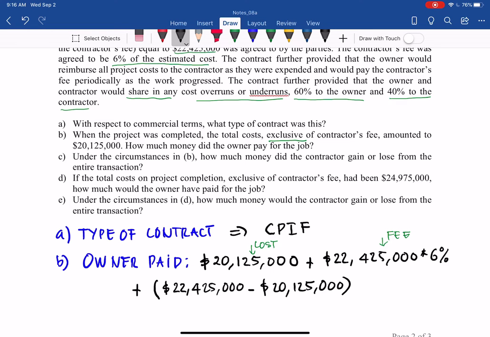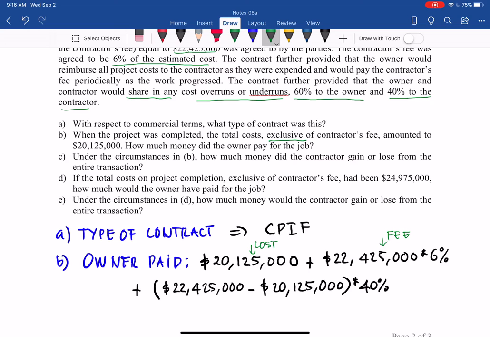That is the saving, but 60% the owner retains. But he has to pay 40% of that saving to the contractor. So here, this number has to be 40%, not 60%, because the 60% you keep. Here the owner pays 40%. Due to the saving, we have to share that saving with the other party, 40% to the contractor.